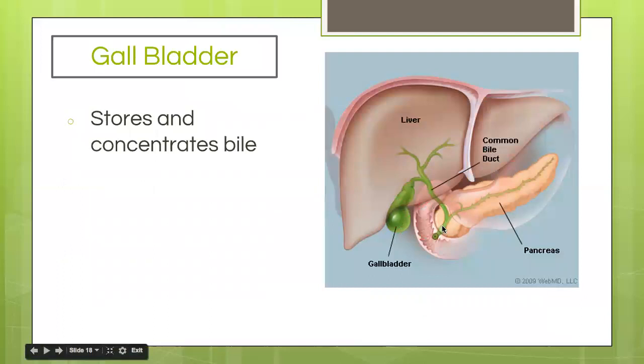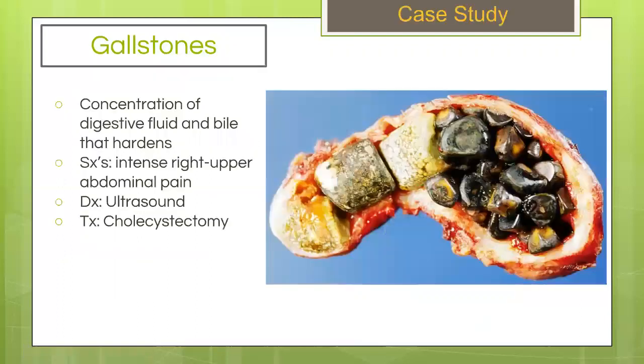So here is your gallbladder, which we have seen before. It is where bile is stored and concentrated. And like we said before, it contracts to release the bile into the duodenum.